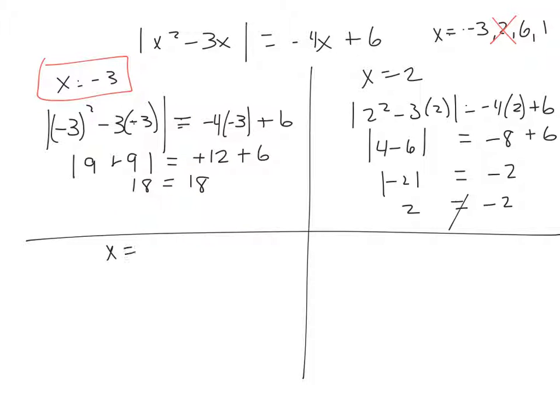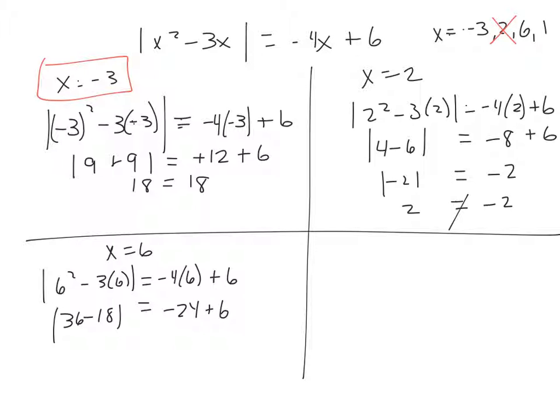Let's test x equals 6. Absolute value of 6 squared minus 3 times 6 equals negative 4 times 6 plus 6. I know it's a lot of work. I know it is. I've got 36 minus 18, absolute value of that, equals minus 24 plus 6, minus 18. 18 equals negative 18. That is not true, and so 6 does not work.